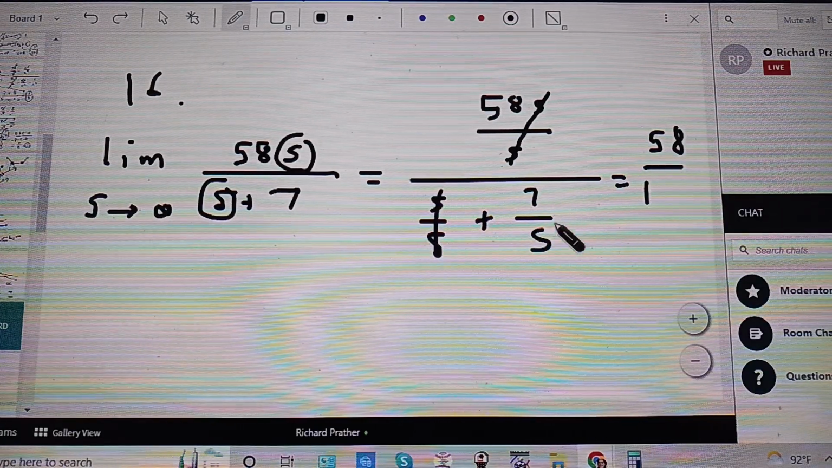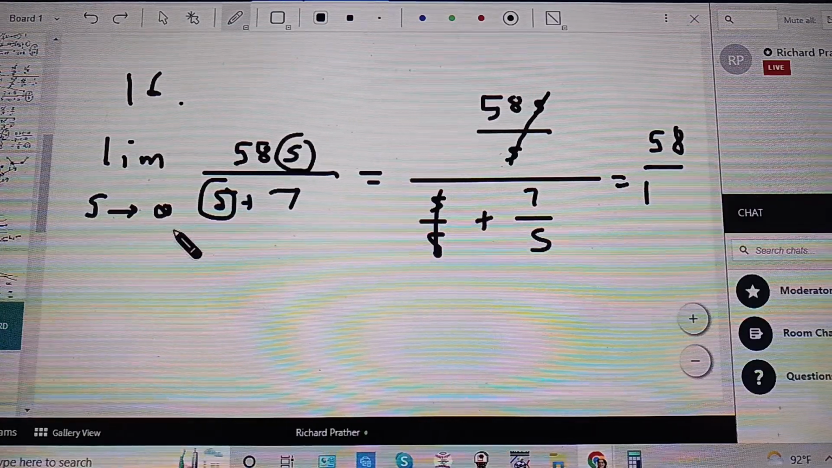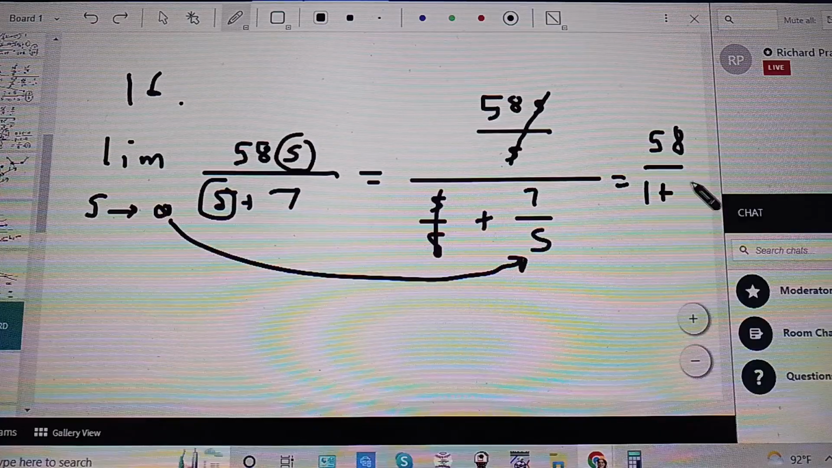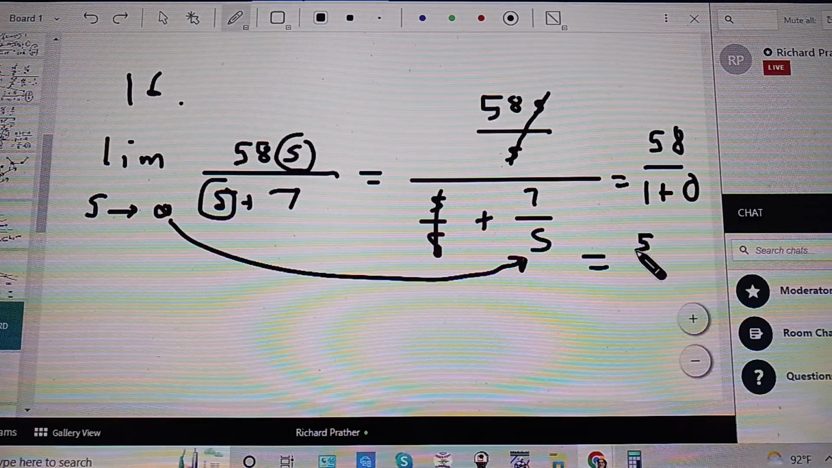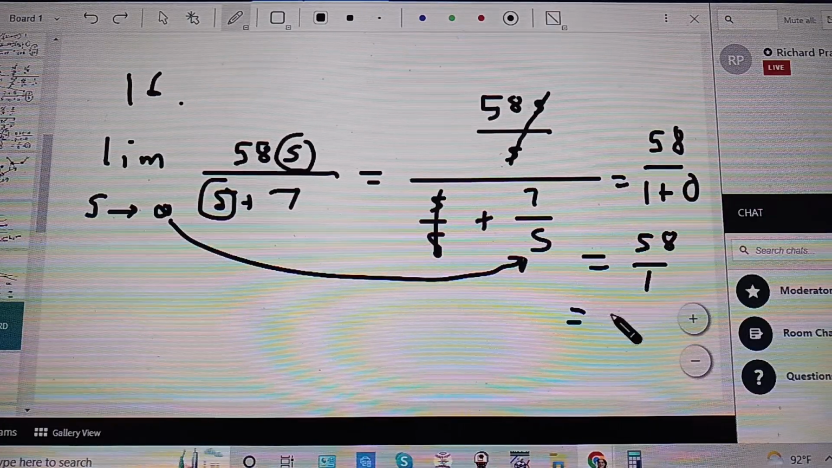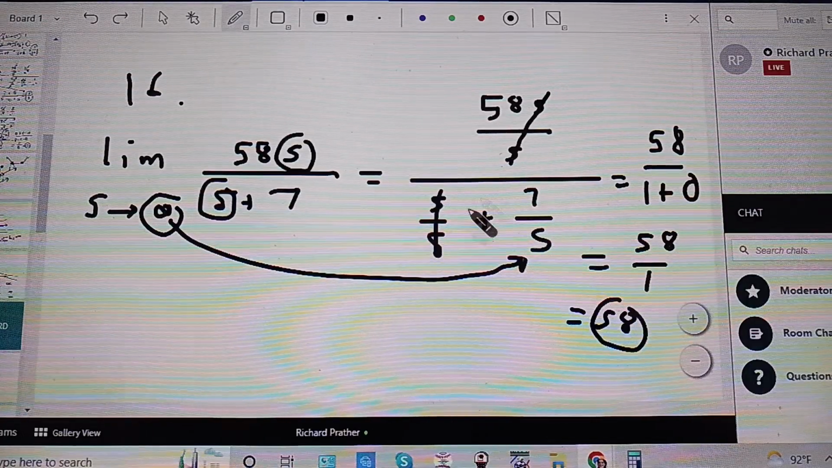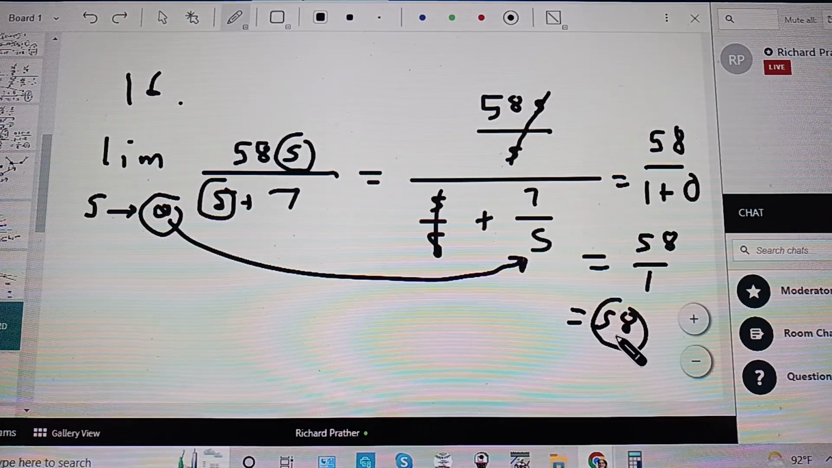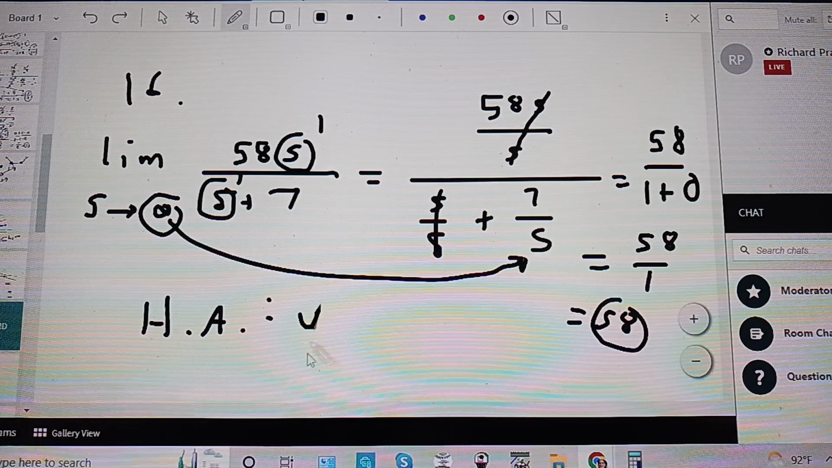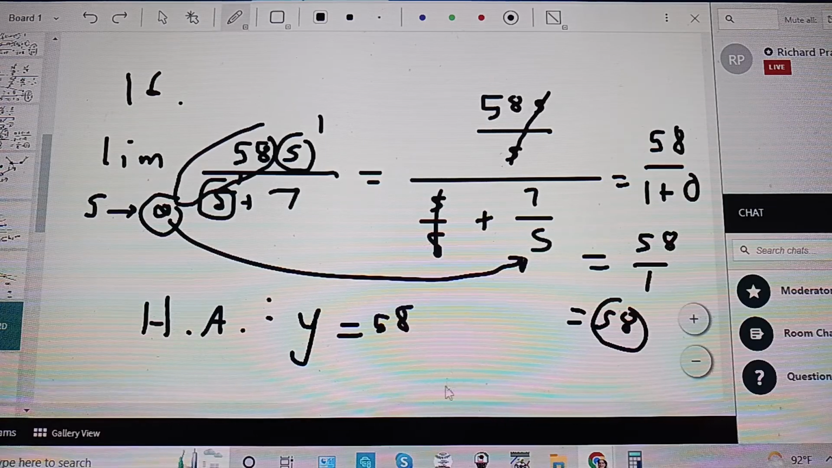And then when you plug infinity in here, that term will go to 0. So you'll get 58 over 1, which is 58. So doing the limit at infinity with the technique of dividing everything by the highest exponent gives you an answer of 58. Also, with college algebra knowledge, the degree of the top is 1 and the degree of the bottom is 1. They have equal degrees, so the horizontal asymptote is y equals the ratio of the leading coefficients, which is also 58 divided by 1. So this would have a horizontal asymptote of 58.